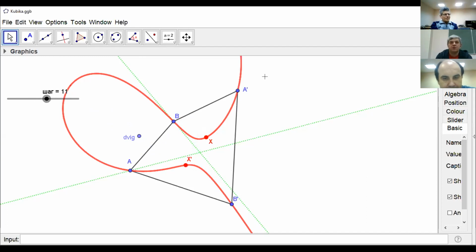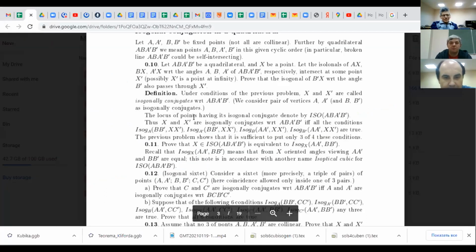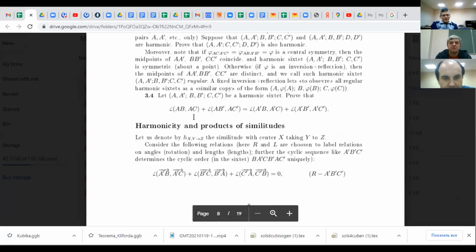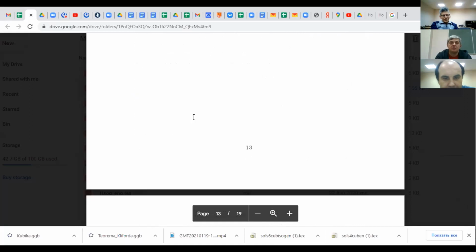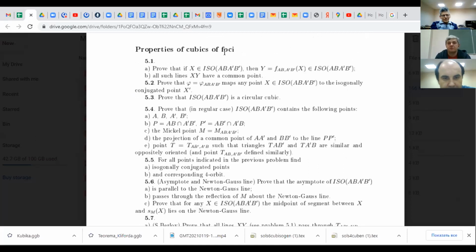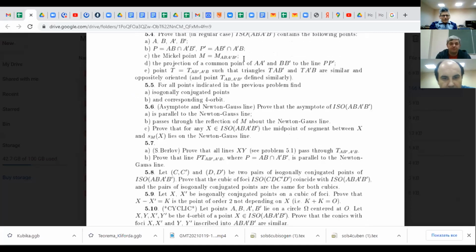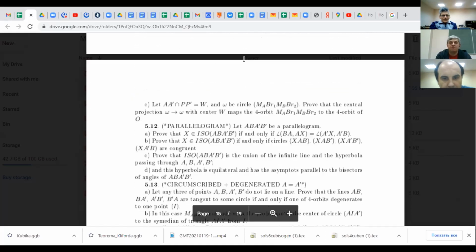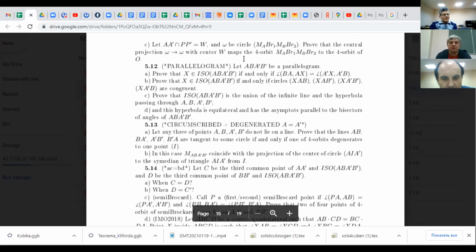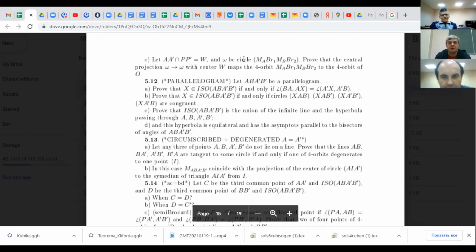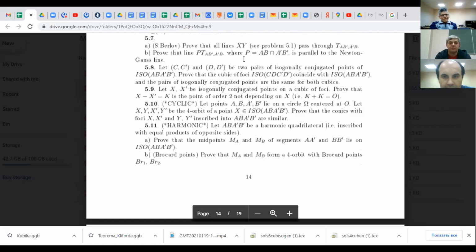And basically, if we check our project, one of the main parts, the fifth part, is devoted to these properties of cubics of foci, or isoptic cubic. That's just another name for it. You see many properties, and this Newton-Gauss line plays a great role. Now we present in the preliminary part only, say, half of this set of problems, but very soon you will see the other problems of this part.